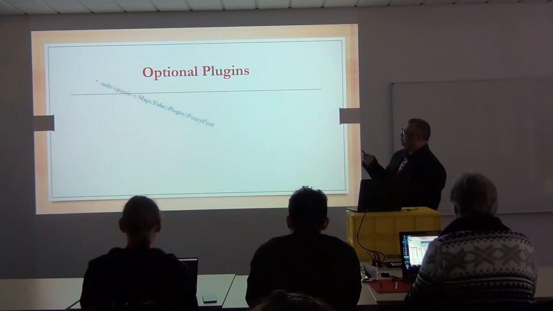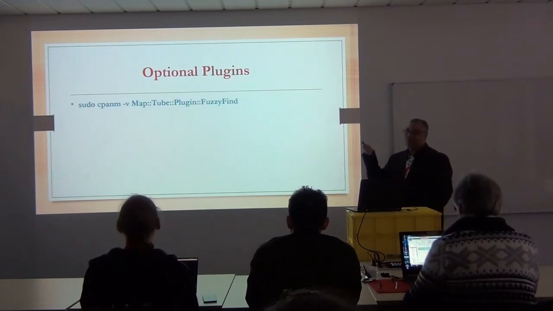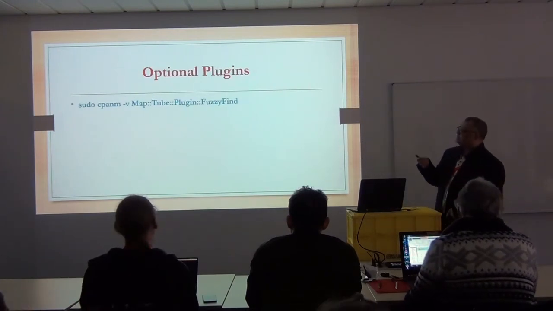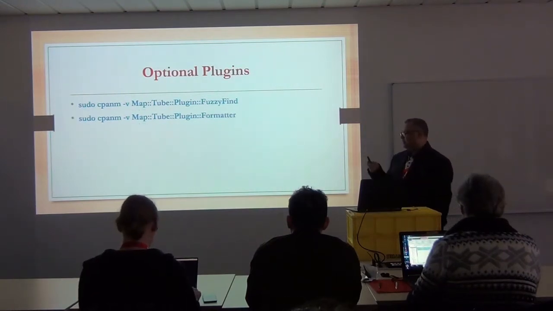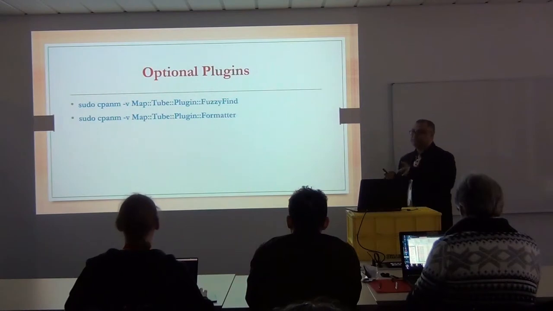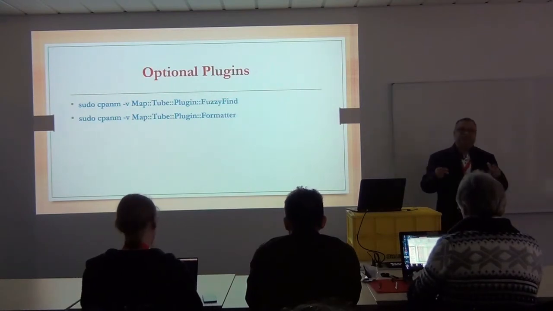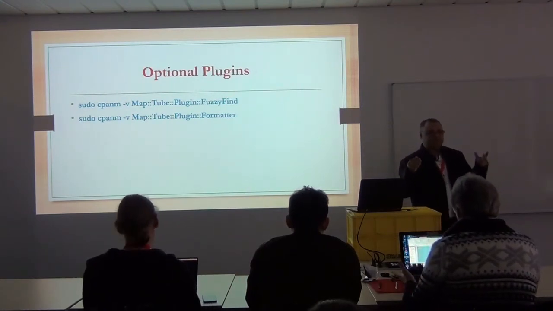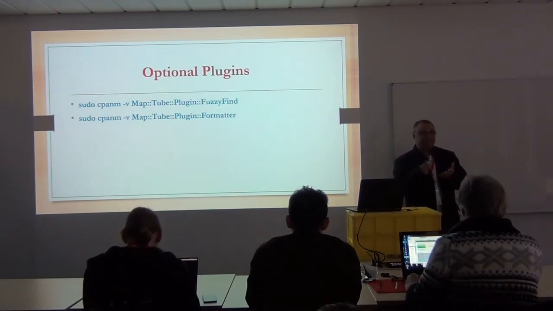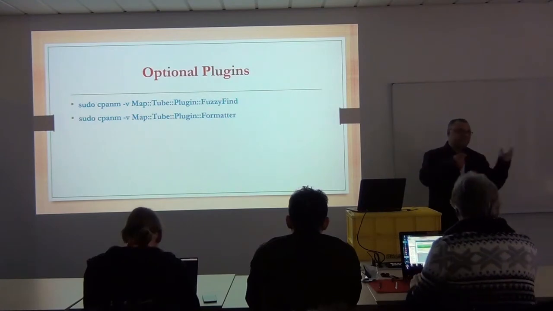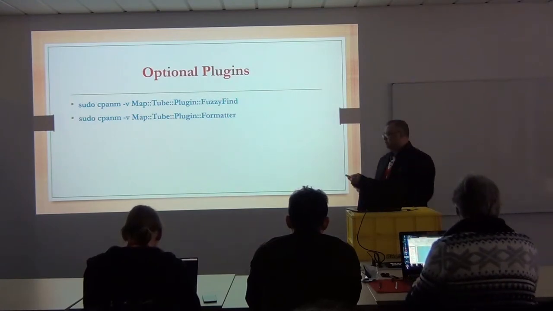And the other two plugins, this is the one I was talking about, done by JWS, MapTube plugin, Fuzzy Find. And there's another plugin that I wrote, which is Formatter. Sometimes if the result is used by an application which wants data in a different format, you can have CSV, JSON, YAML, whatever format the result is, can be converted into whichever format you want. So that can be done as well.